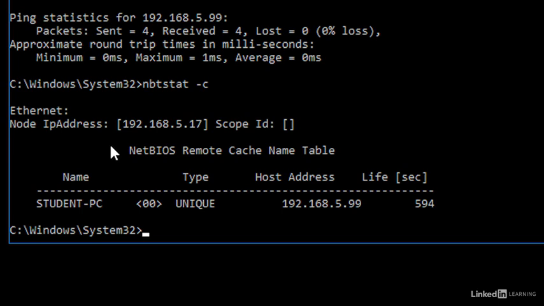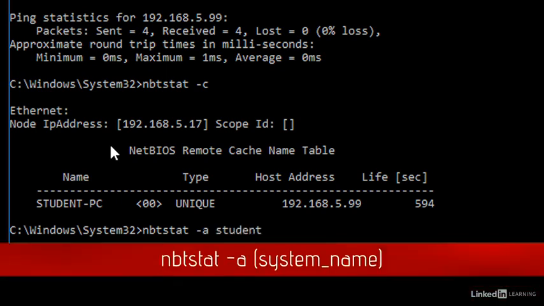Now, we could do a few more interesting things that can be very handy. For example, I can take the nbtstat command. In this case, I'm going to go talk to that other machine. So here I'm going to say, go to another computer with the -a switch.